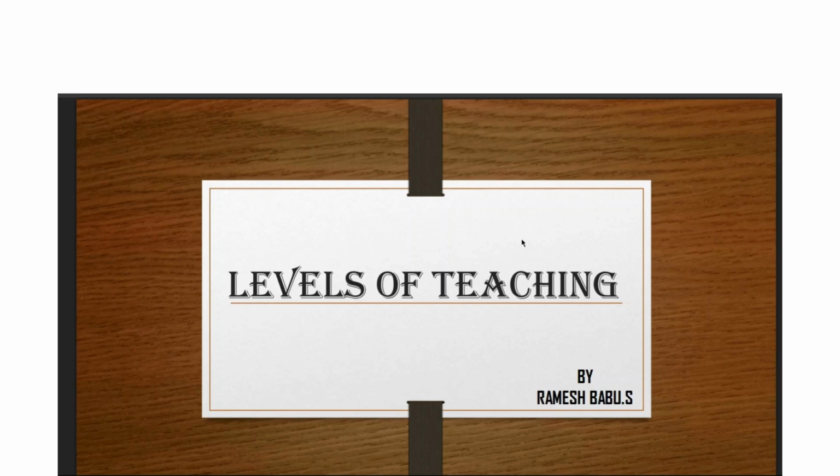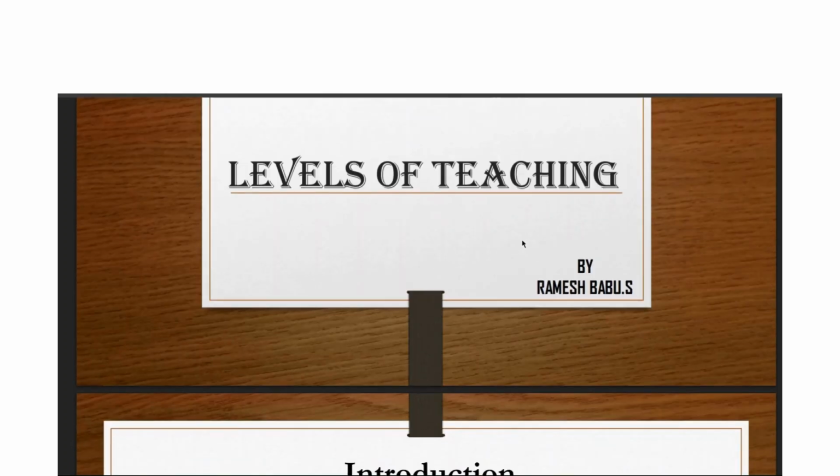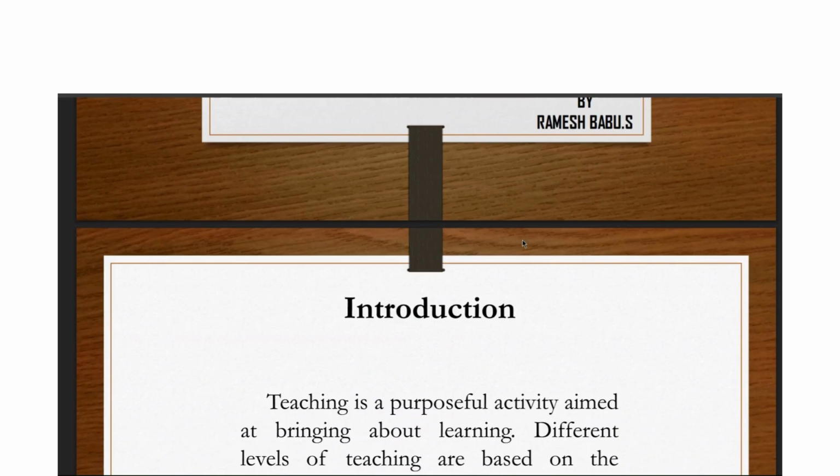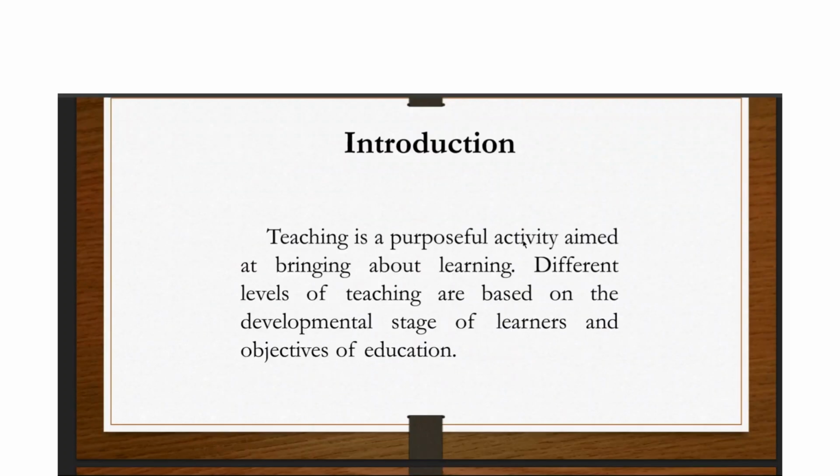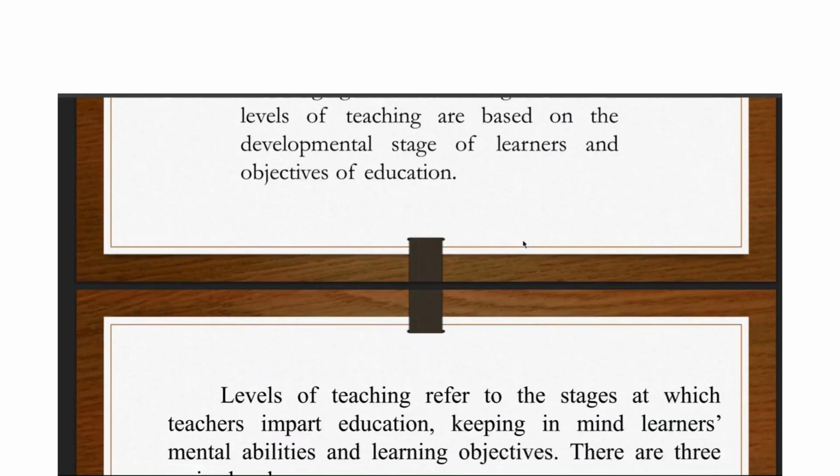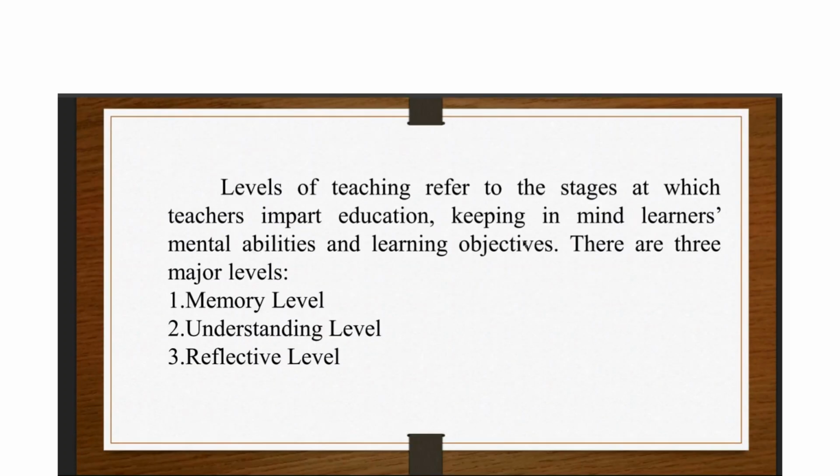Levels of teaching refers to different stages or methods of instructing and guiding students in their learning process. See, for any process, there are various levels. In the same way, teaching is a process and learning is a process. These two processes have different levels that progress from lower level to higher level. Levels of teaching are broadly divided into three stages: memory level, understanding level, and reflective level.